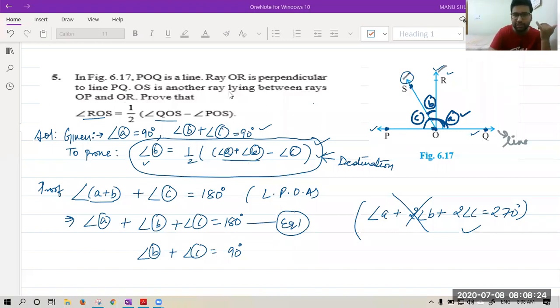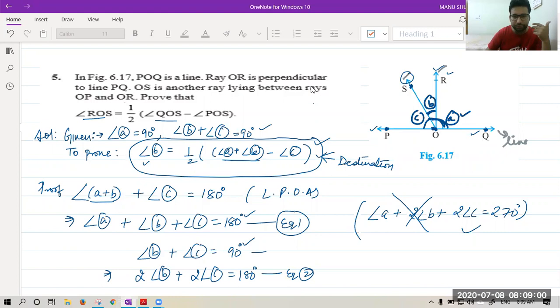I have to proceed in such a way that I have to eliminate the angles. And how will I eliminate it? By making them equal. In the right hand side, I have 180 right now, and here I have 90. So let's make them equal so that we can eliminate it very easily. To make them equal, what I can do is multiply this equation by 2. It can be twice angle B plus twice angle C is equal to 180 degrees. So it is equation number 2.